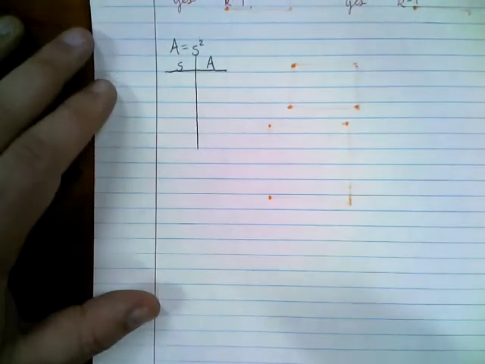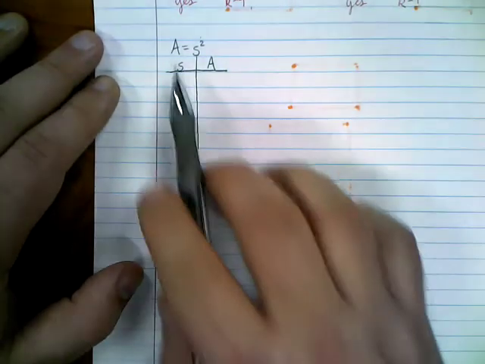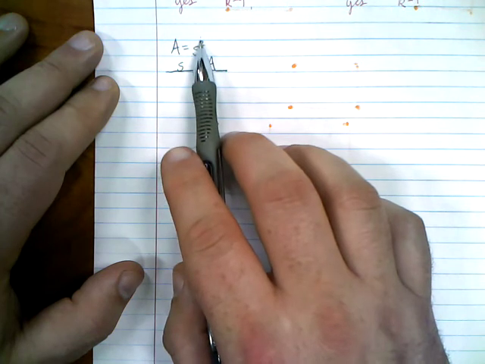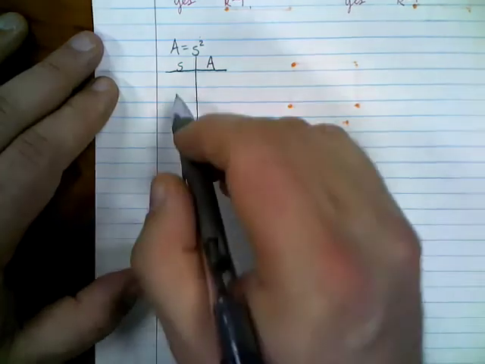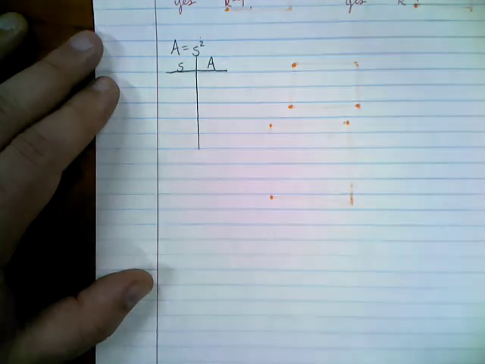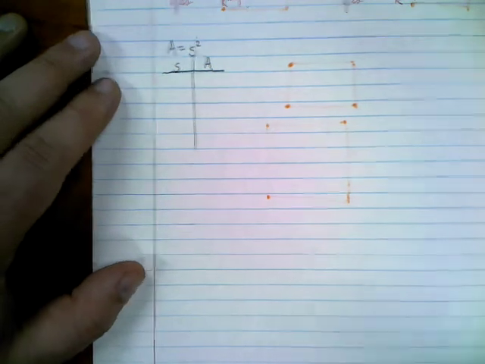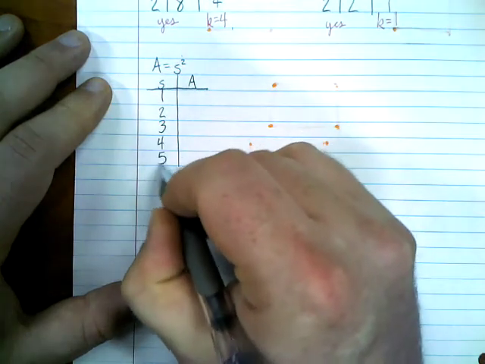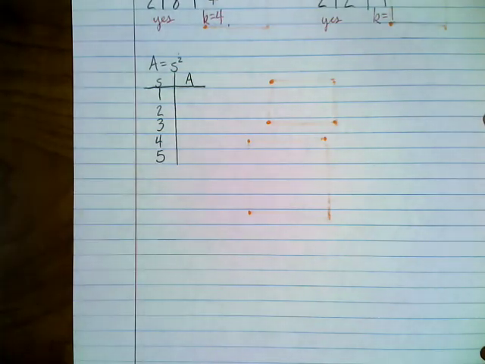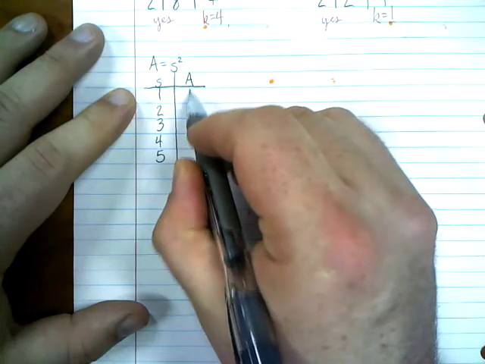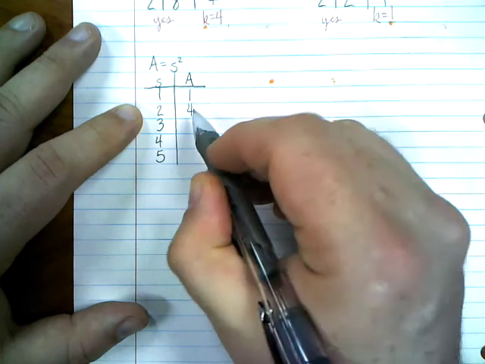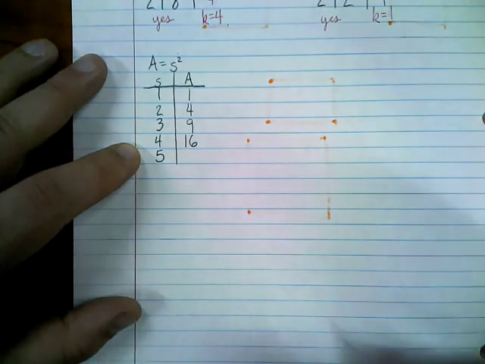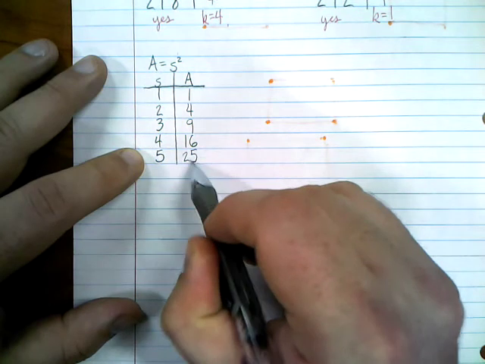Now this formula should look familiar to you. This actually is the area of a square. That's where the nickname for squaring something comes from, the area of a square. So because of that, I'm not going to choose negative values, and I'm not going to choose 0, because you can't have a square with negative side lengths, or for that matter, 0 for a side length. So we're just going to go 1, 2, 3, 4, 5. Remember that squaring means we're going to multiply it by itself. So 1 squared is 1, 2 squared is 4, 3 squared is 9, 4 squared is 16, 5 squared is 25.